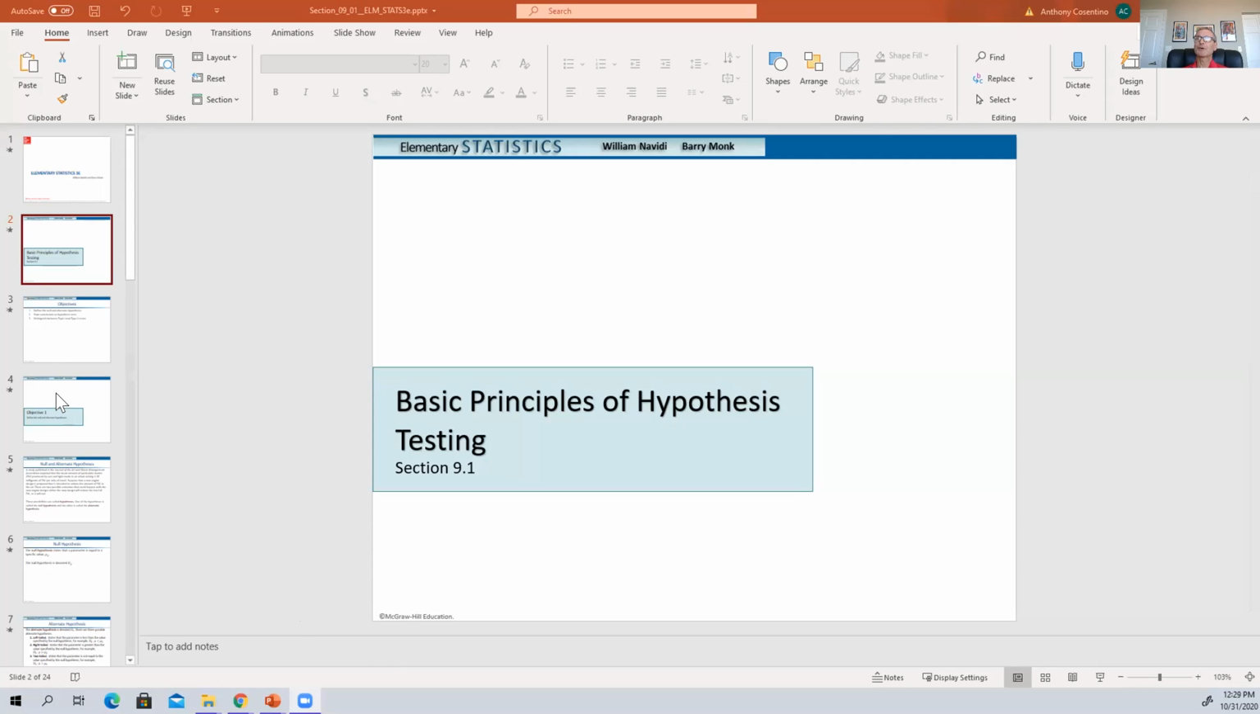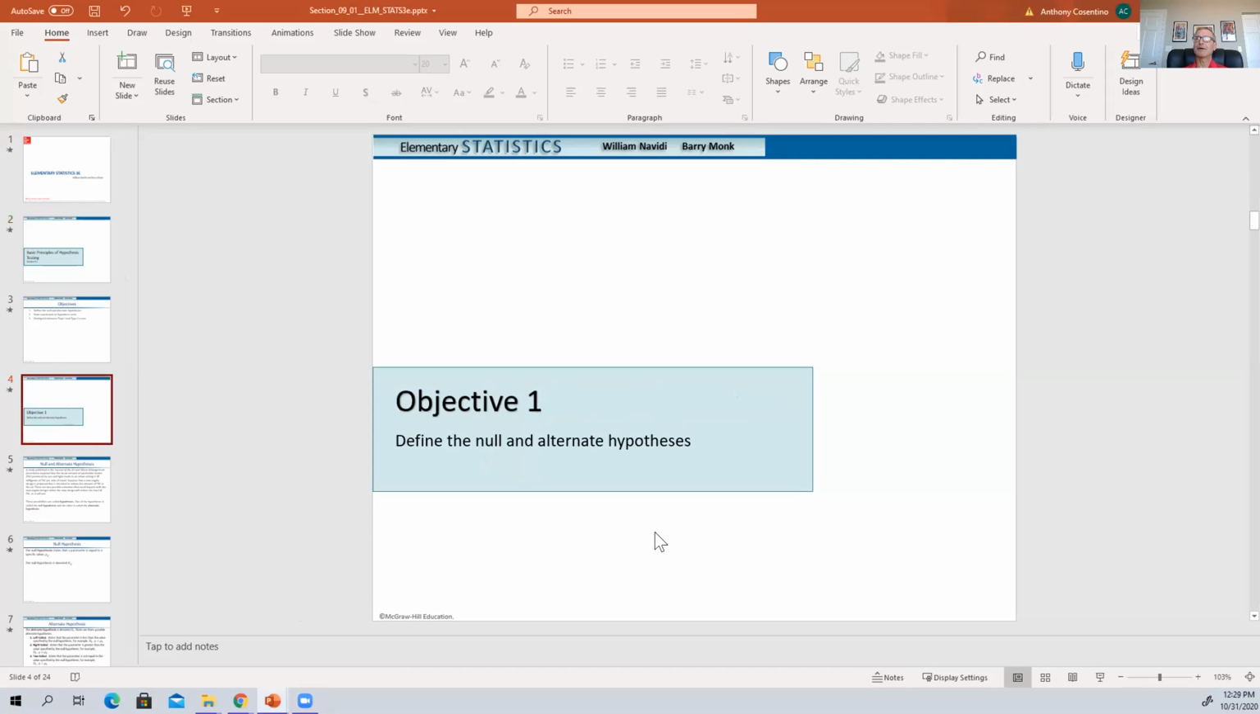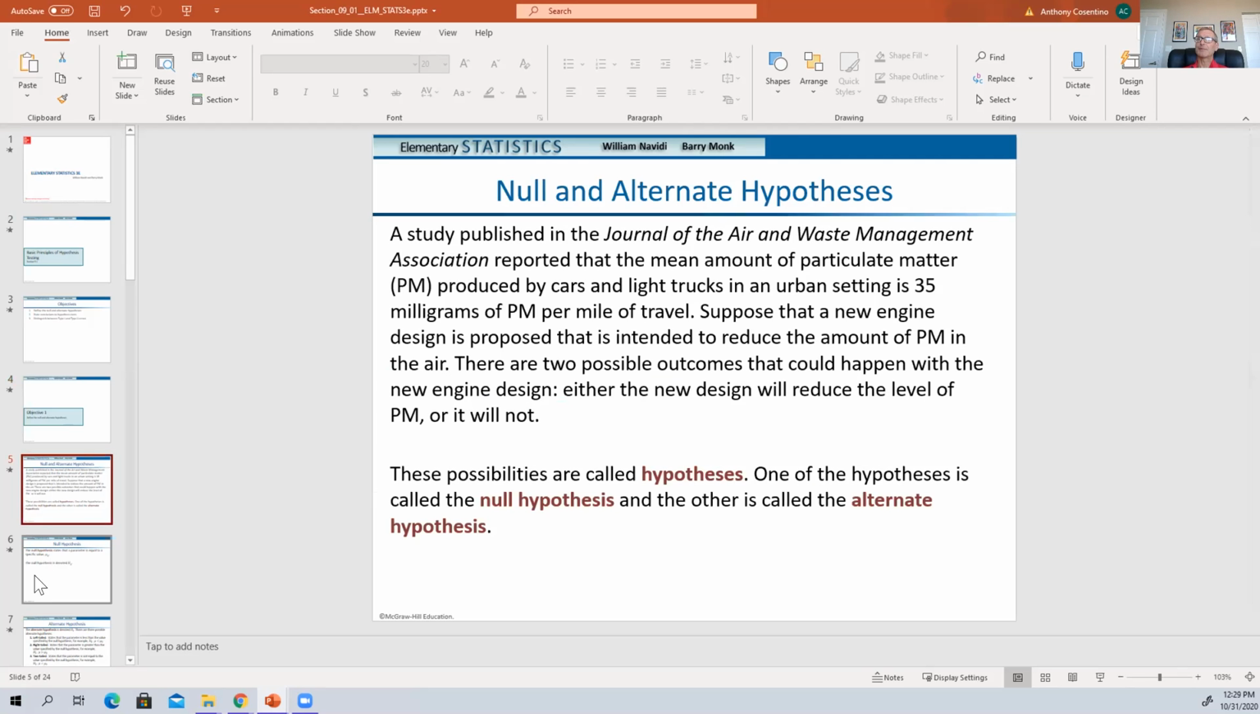The first thing we're going to define is what our hypotheses are. The hypotheses are set up into two categories. The first one is called the null hypothesis, and the second one's called the alternative. And we set these two up depending on what we're trying to prove. There is a very mathematical way that we set these up.